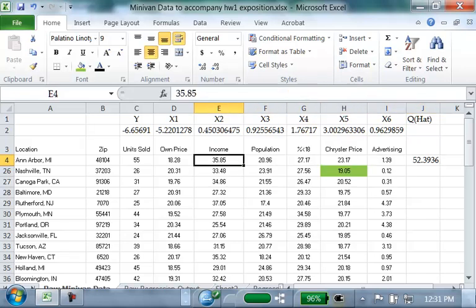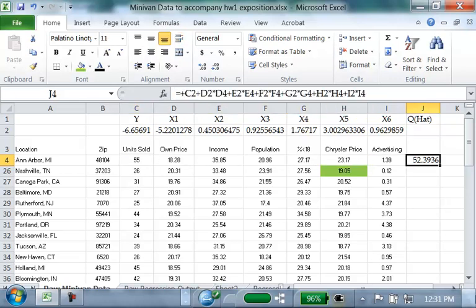And actually, that's not bad, right? The units actually sold was 55, versus 52. That's not wildly different, so our model seems reasonable. That's not a statistical comment. That's just an overall thing.